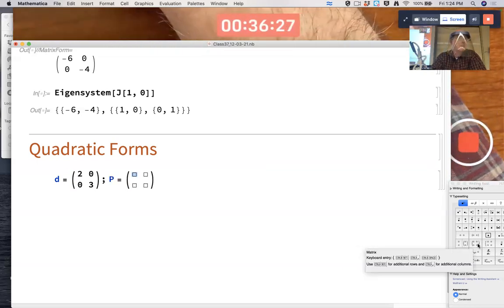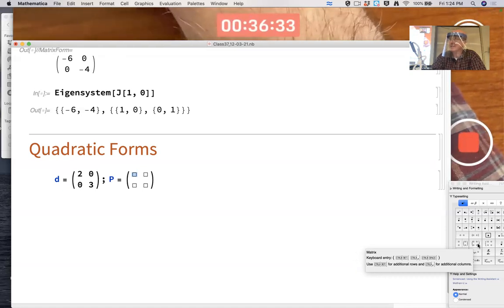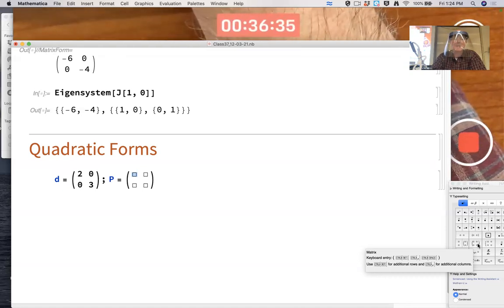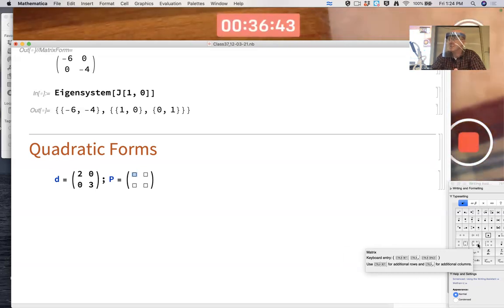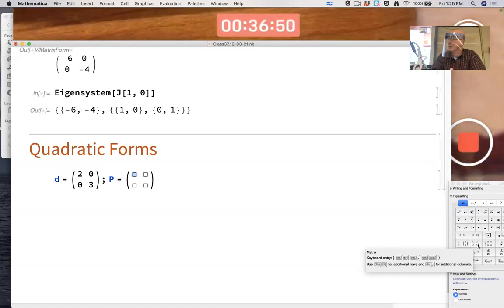So I want to make a P matrix. And if I want to make sure the transformed matrix, call it A, is symmetric, I want to choose P so that its inverse is its transpose. So this is like orthogonal diagonalization, but I'm going in the opposite direction, right? Usually we start with the A matrix and we figure out the D matrix. Now I'm going backwards. I'm starting with the D matrix and trying to figure out the A matrix.